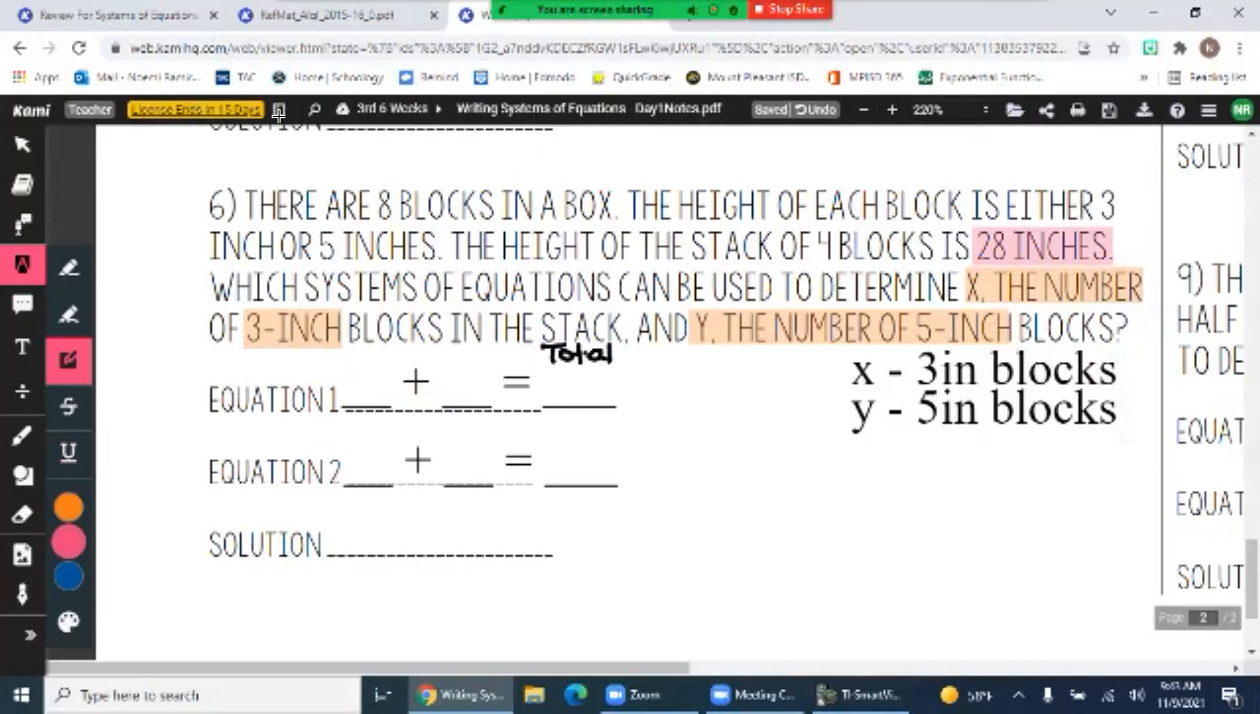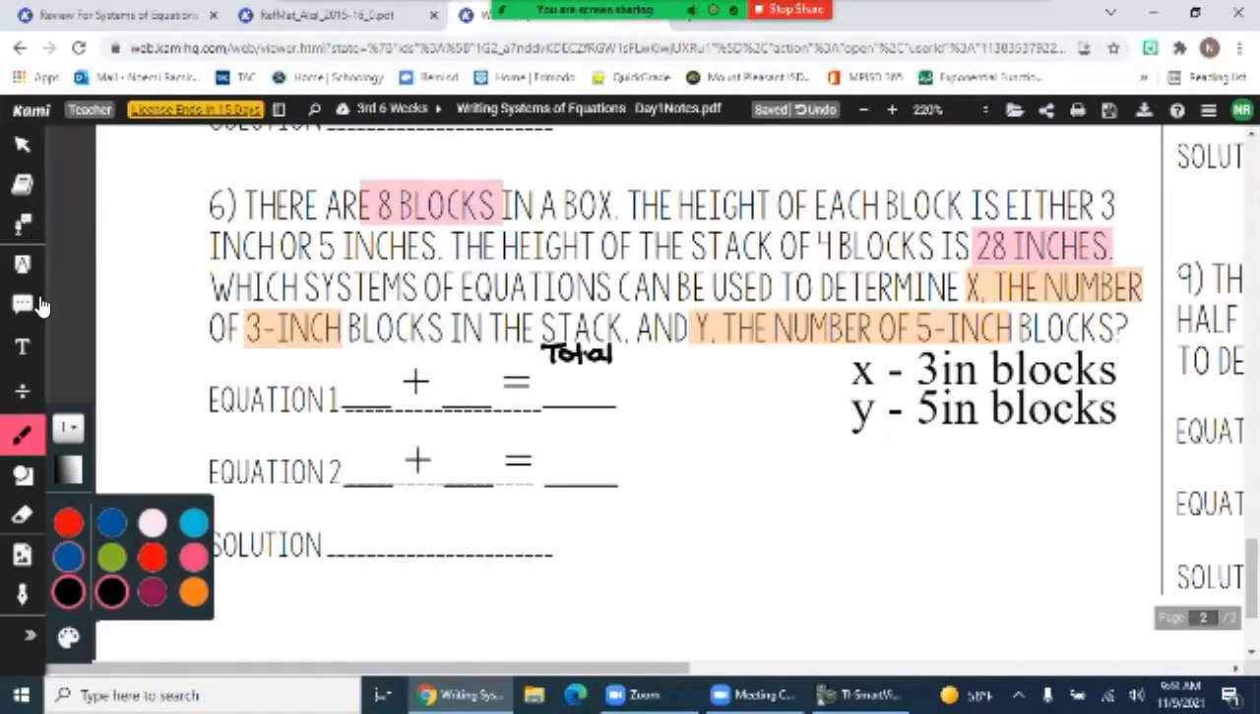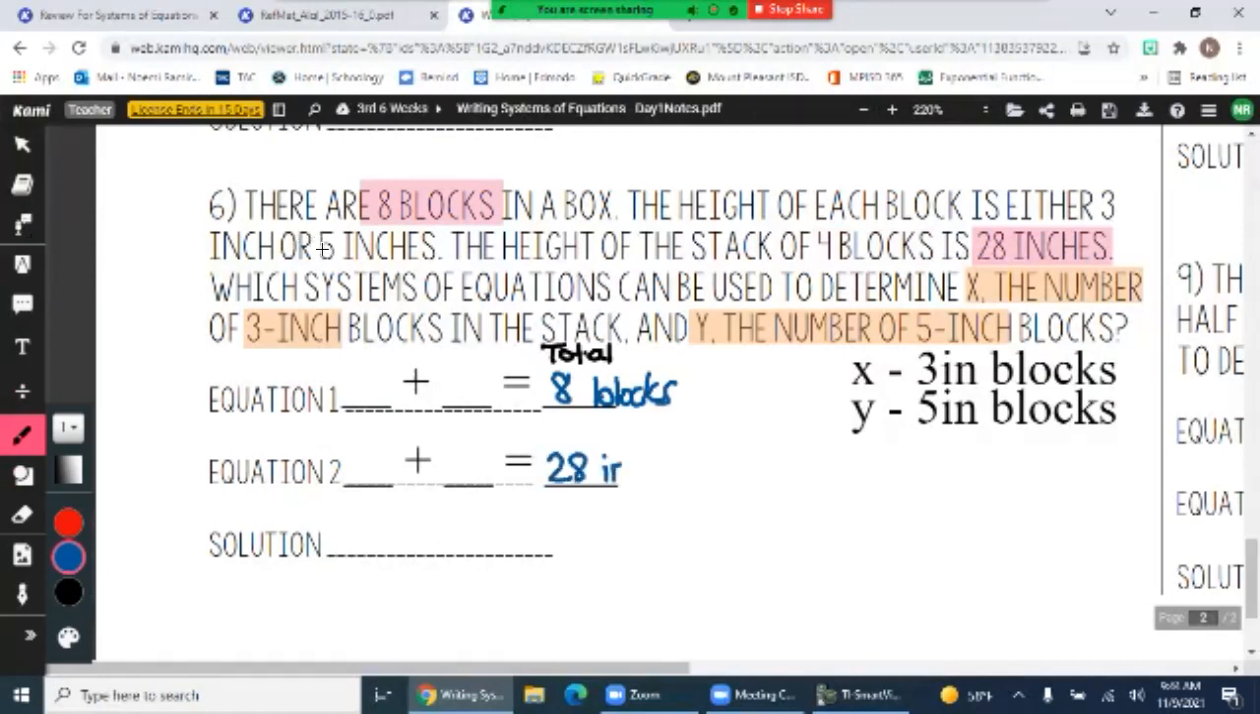So that would be 1. And then it says the height of the stack of 4 blocks. So that's 4 blocks in total. No, wait, there are 8 blocks in a box. Should it be 8 or 4? That's a typo. I want to say it's 8. So we're just going to keep 8 for now, and then I'll fix it if I have to. So my total is 8 blocks and 28 inches.